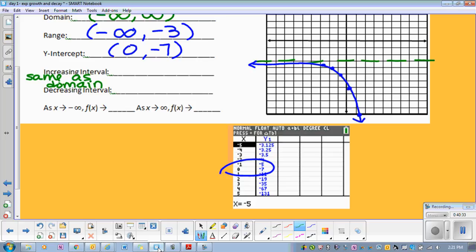Now remember, starting from the left, what is this graph doing? Is it increasing or is it decreasing? It is decreasing. Yeah, that's going down from the left. So it's decreasing all the way from negative infinity to positive infinity. And then your increasing interval is none, because there is no point on this graph where it increases.